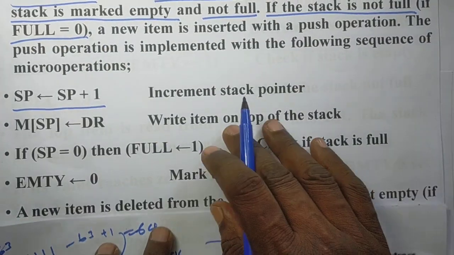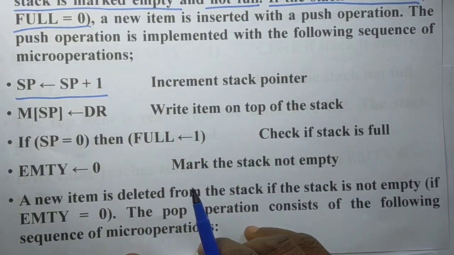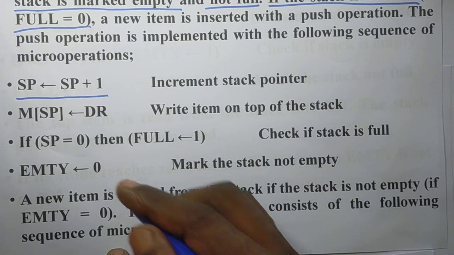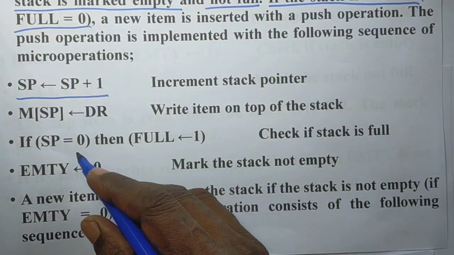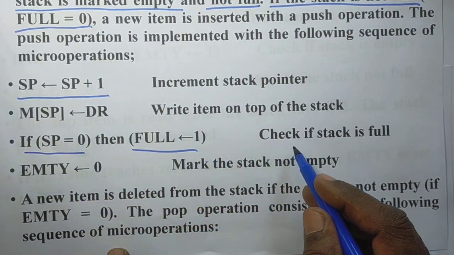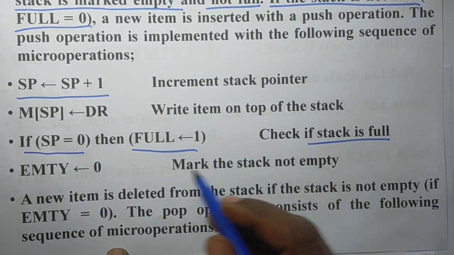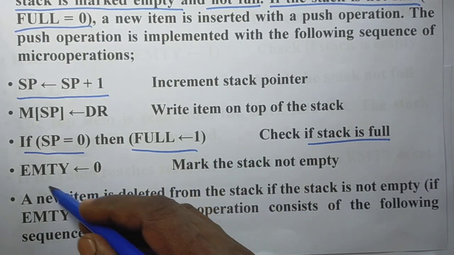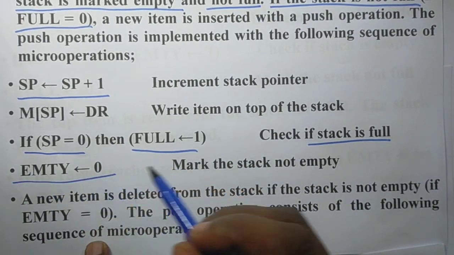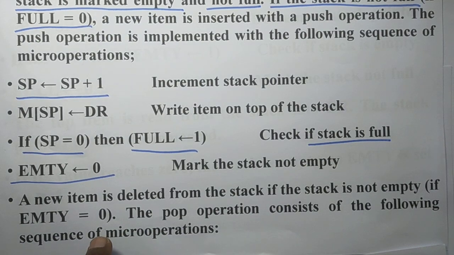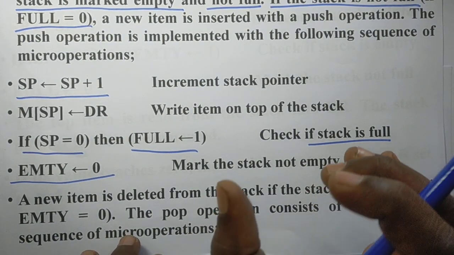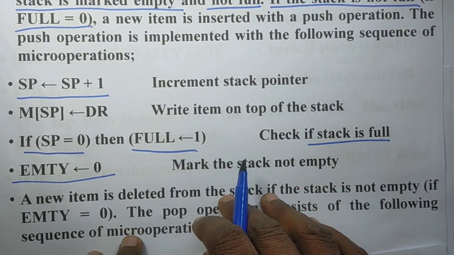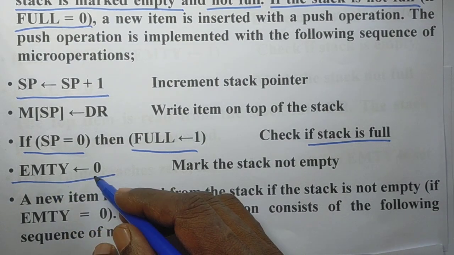Okay, if SP is equal to 0, then what happens? You see, very simply, one kind of concept is mentioned here: SP is equal to 0, then full is equal to 1. Means it is full. If SP is increasing and comes to 0, then full is 1. Then check it, stack is full. In that case, empty is 0, because there is no vacancy, no space in that stack. If empty is 1, it means there is some space. So empty is 0.